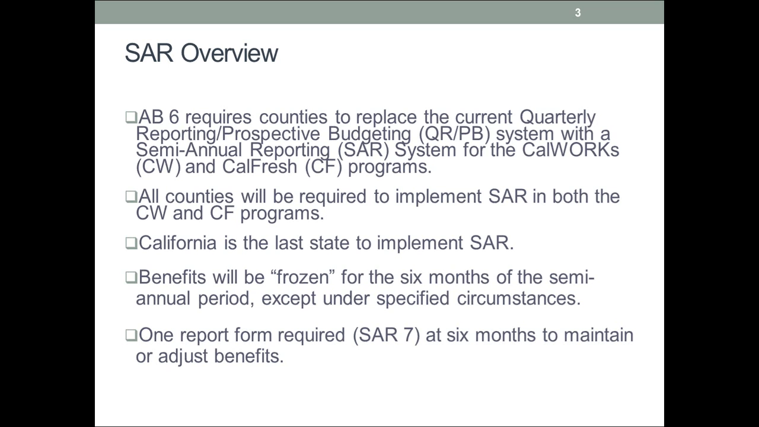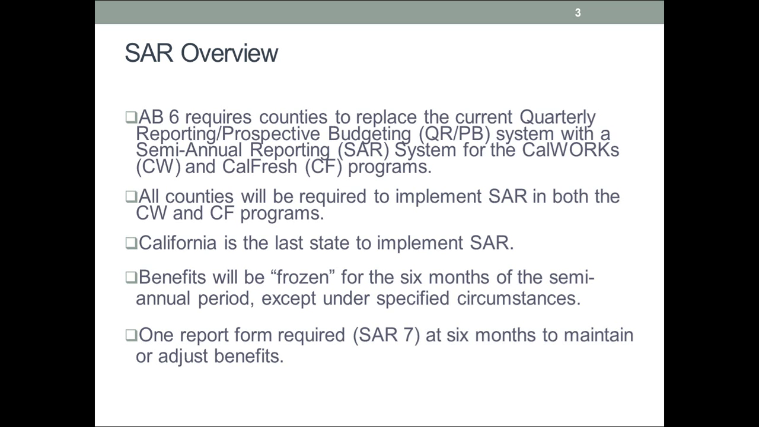Switching to SAR was mandated by Assembly Bill 6, as stated in the first bullet. It went into effect October 1 of this year. All counties are required to implement SAR for both CalWorks and CalFresh. And for whatever reason, we feel like we have to wave our own flag that we're the last state to implement SAR. SAR is an element of what's called simplified reporting by the Food and Nutrition Service of USDA. That's really what has driven California to switch to SAR. It was really CalWorks legislation, but it's mainly because FNS has wanted all states to go to simplified reporting.